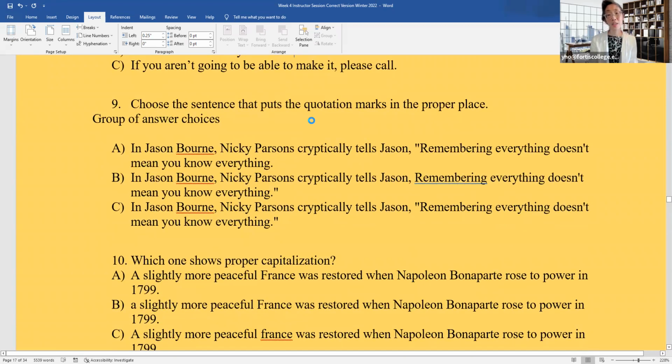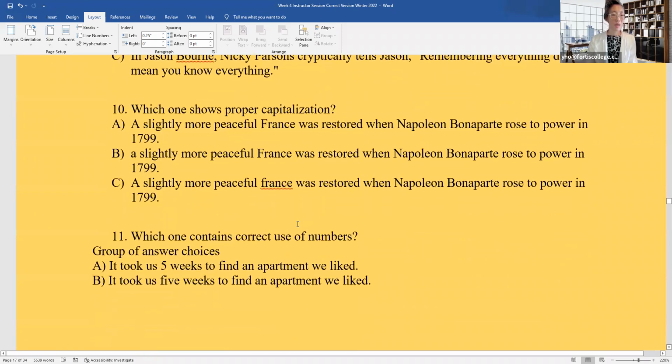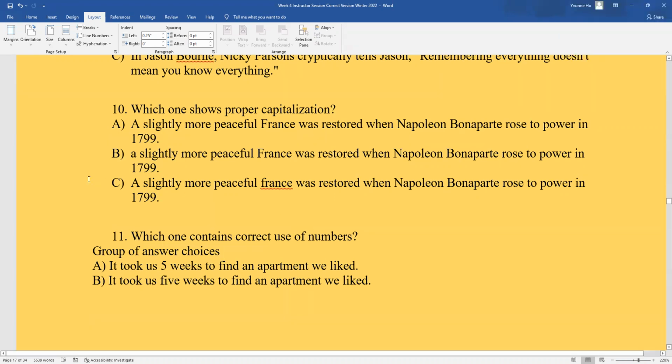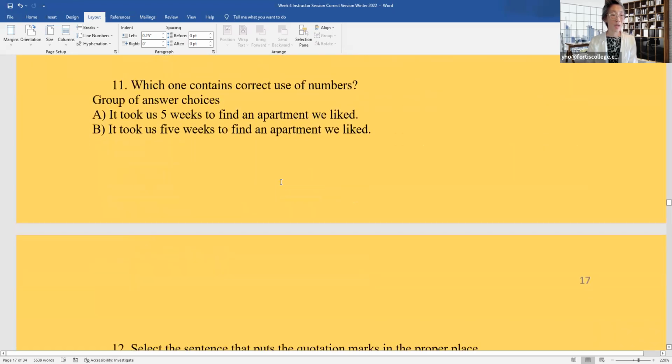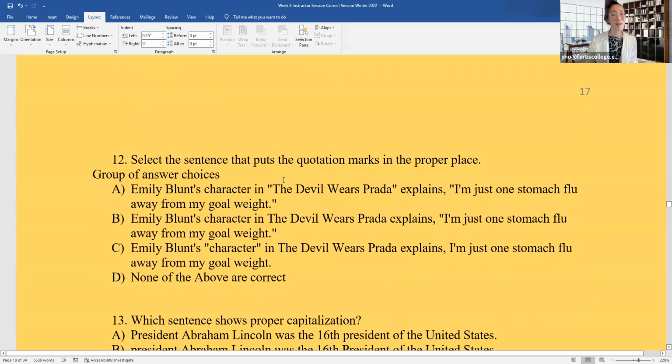Choose the sentence that puts the quotation marks in the proper place. Is it A, B, or C? C, because here you need a beginning quotation mark and an ending quotation mark. Which one shows proper capitalization? It's A, yes, because here you need to capitalize this, and here you need to capitalize that. So B and C are wrong. Which one contains the correct use of numbers? B. Yeah, I do remember the rule about less than 10 and more than 10.